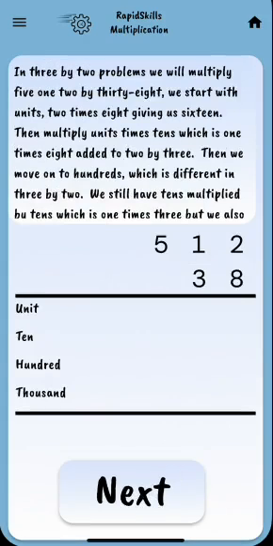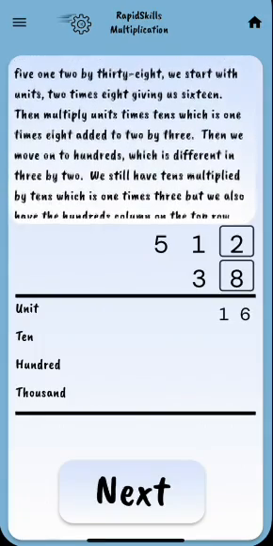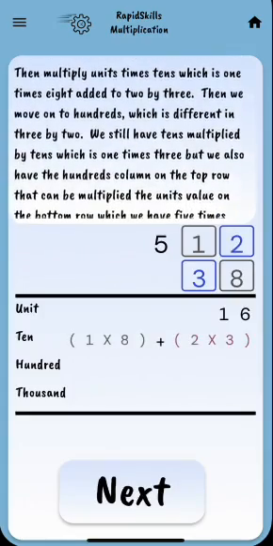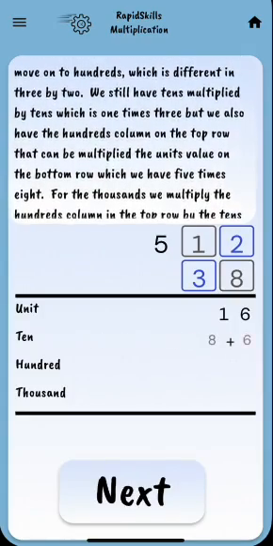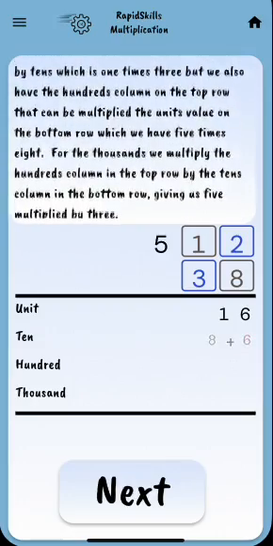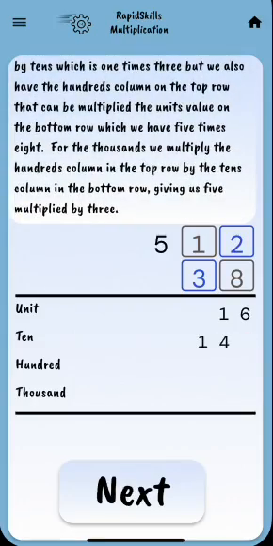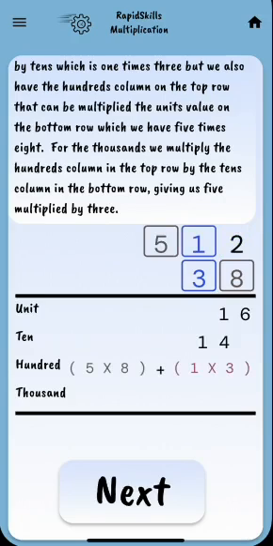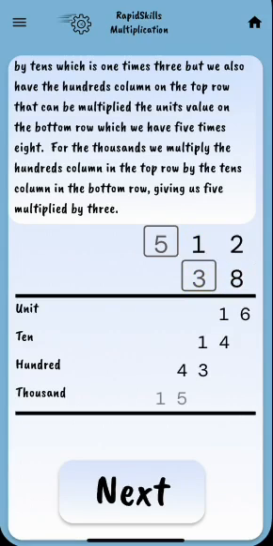In 3 by 2 problems, we will multiply 512 by 38. We start with units, 2 times 8 giving us 16. Then multiply units times tens, which is 1 times 8 added to 2 by 3. Then we move on to hundreds, which is different in 3 by 2. We still have tens multiplied by tens, which is 1 times 3, but we also have the hundreds column on the top row that can be multiplied by the units value on the bottom row, which is 5 times 8. For the thousands, we multiply the hundreds column in the top row by the tens column in the bottom row, giving us 5 by 3.